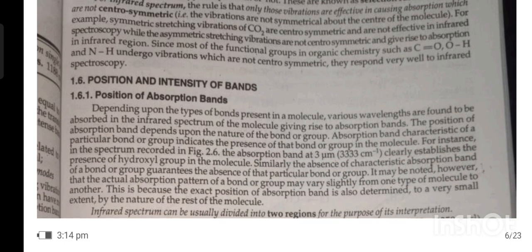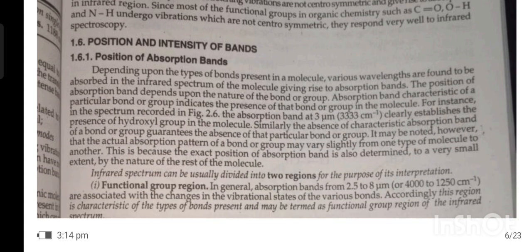First, the position of an absorption band depends upon the type of bond present in the molecule. Vibration wavelengths are found to be absorbed in the infrared spectrum of a molecule, giving rise to absorption bands. The position of an absorption band depends upon the nature of a bond or a group. Absorption bands characteristic of a particular bond or group indicate the presence of that bond or group in a molecule. For instance, in the spectrum in figure 2.6, the absorption band at 3 micrometer, 3333 centimeter inverse, clearly establishes the presence of a hydroxyl group in the molecule.